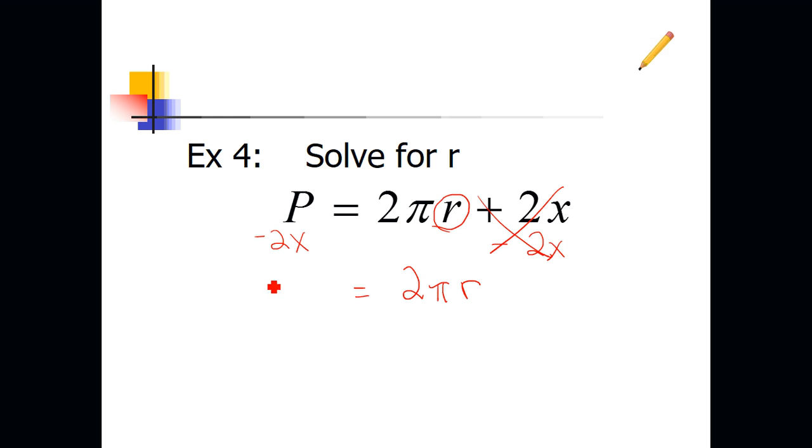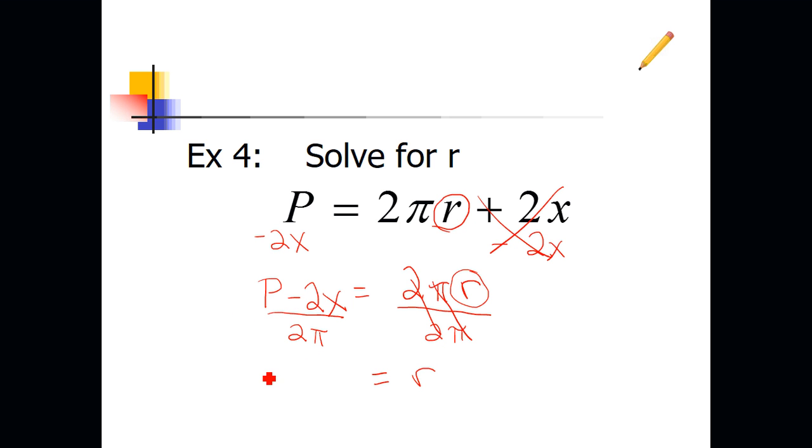And on this side we have p minus 2x. All right, next move would be to get rid of or remove this 2 pi in front of the r, which is my goal. Remember, to get the r alone, let's divide by 2 pi, because right now it says 2 pi times r. So if I divide by 2 pi on both sides, that would leave me with r alone.